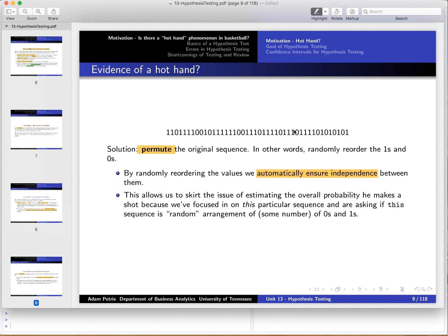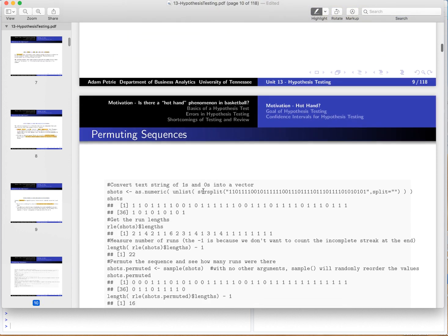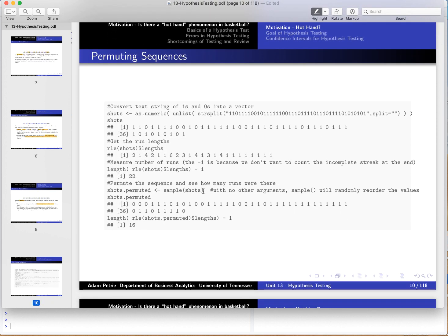So if we keep the number of ones and the number of zeros as is and just randomly rearrange the ordering here, we preserve what the sequence looks like in terms of the number of shots made versus missed, but we're able to ensure that the sequence of shots is independent. And so we could measure the number of streaks that we see in those randomly permuted sequences to get an idea of what we could expect if there was no hot hand. And that's something that we can do in R pretty easily.